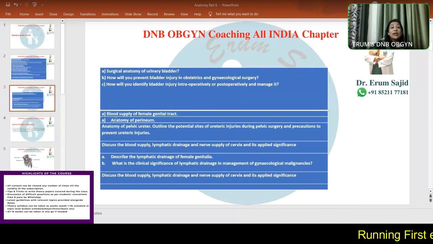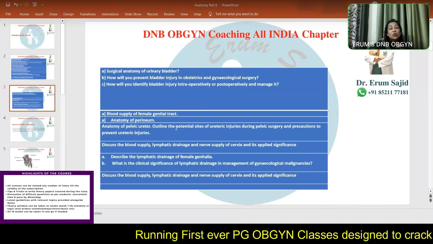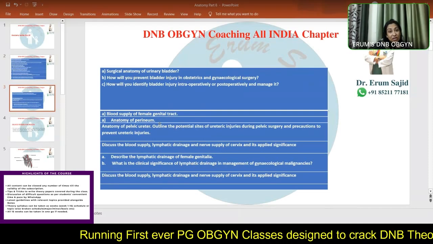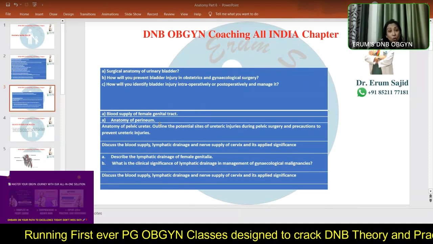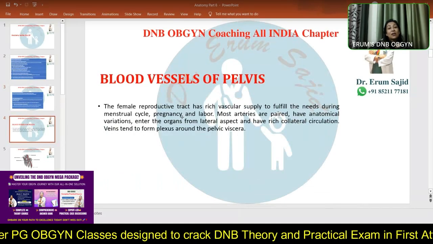Then see how many times pelvic ureter has come. That is the reason why in surgical anatomy of urinary bladder, prevent urinary bladder injury, rectify the injury, and then the lymphatic drainage. So we've spoken in detail. There was a class that I took on just lymphatic drainage alone. So I think by now I've included and finished most of the part of anatomy lectures.